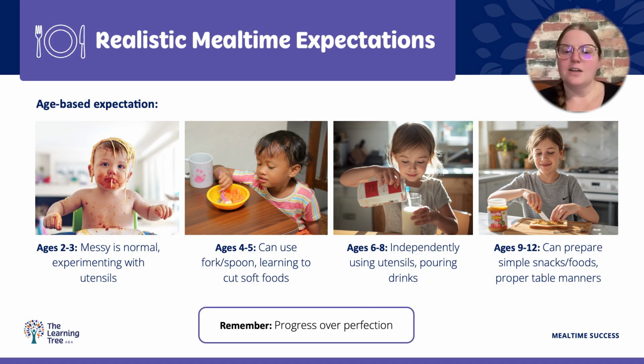Ages 6 to 8, we're going to be practicing independently using these utensils. We're going to be practicing pouring drinks. Ages 9 to 12, we would expect our child to be able to prepare simple snacks, some food, and have established some proper table manners. And always remember, we are looking for progress over perfection. On each step, we're hoping that our table is a little bit less messy. Some of these age ranges may absolutely change depending on the individual experience of the child.